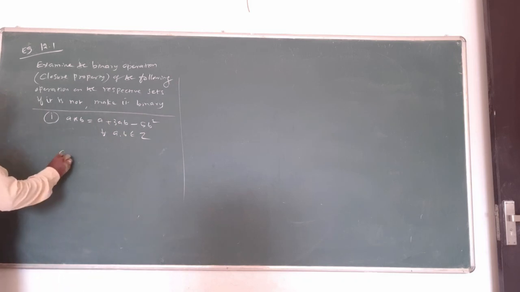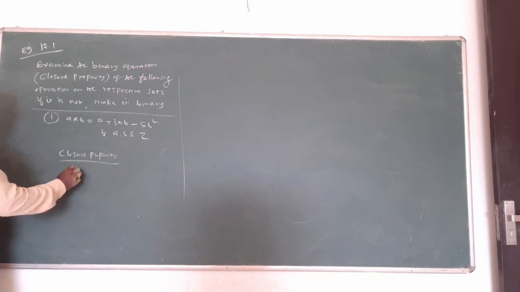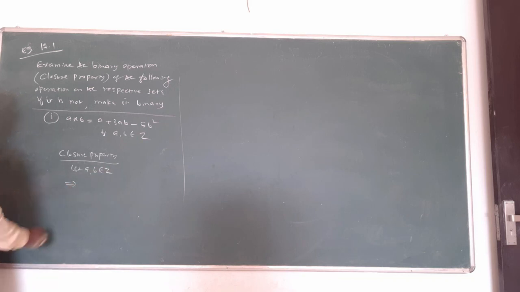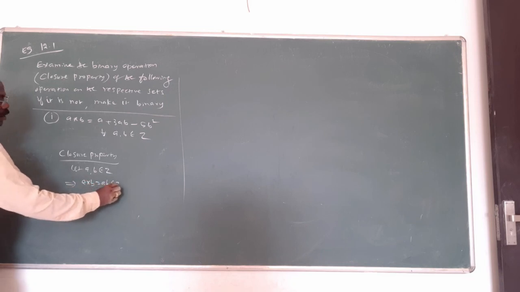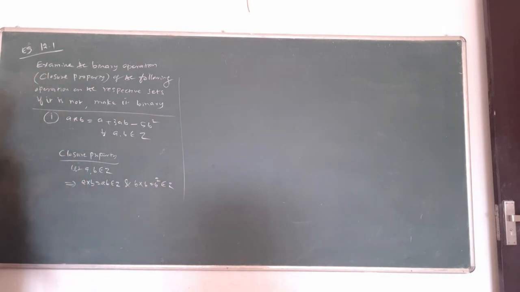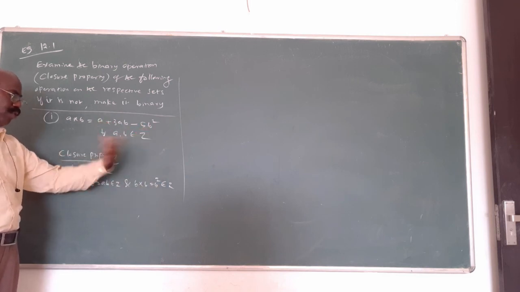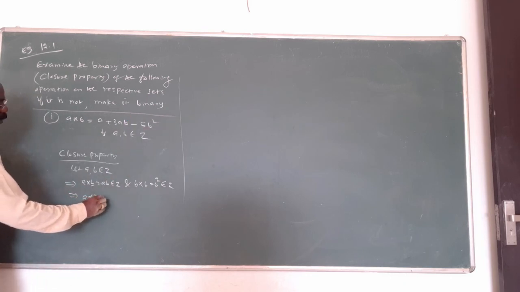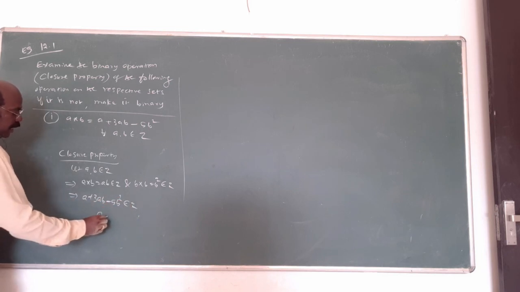Now, first question, put the heading closure property. Am I correct? A, B belong to Z. It implies A into B, that is AB, also belongs to Z, and B into B squared also belongs to Z. A is in Z, 3AB also is in Z, then B into B squared is in Z, minus 5B squared also is in Z. Which implies A plus 3AB minus 5B squared also belongs to Z. This is actually A star B. Am I right?